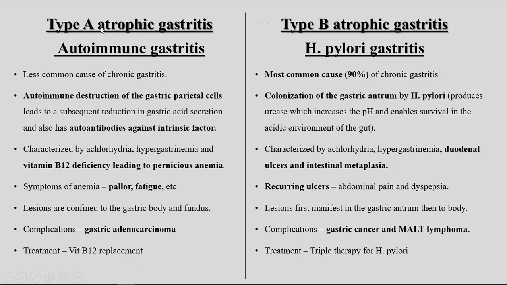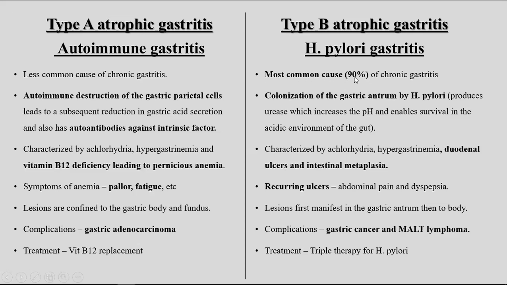Then you have atrophic gastritis or chronic gastritis, which is basically of two types: type A, which is most commonly associated with autoimmune gastritis, or type B, which is associated with H. pylori. So the more common type is H. pylori, because anytime you think of any kind of stomach or duodenal problem, H. pylori is always going to be one of the causative factors.